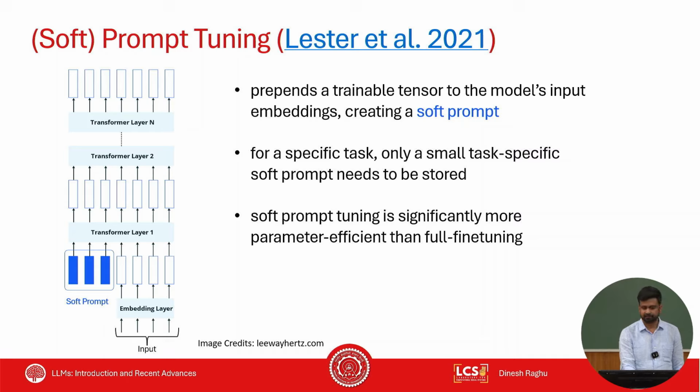So let's say your embedding size is, let's say 4K or something, right? And if you use 5 tokens, this is very marginal compared to the size of the LLMs that we have now, right? So given that the number of trainable parameters is so low, it's one of the most efficient ways of fine tuning compared to full fine tuning.